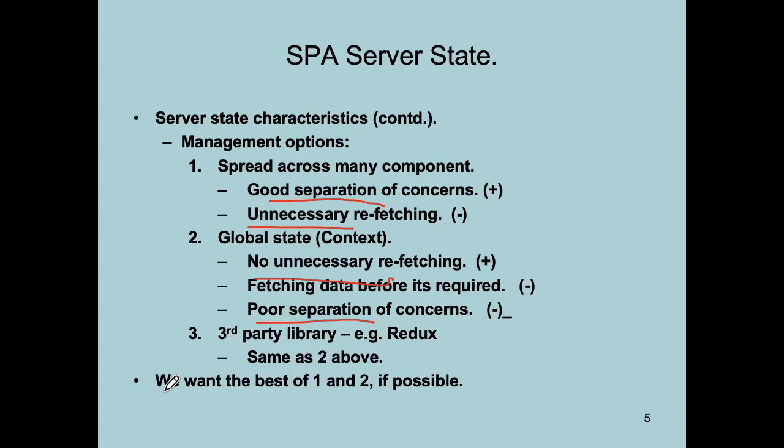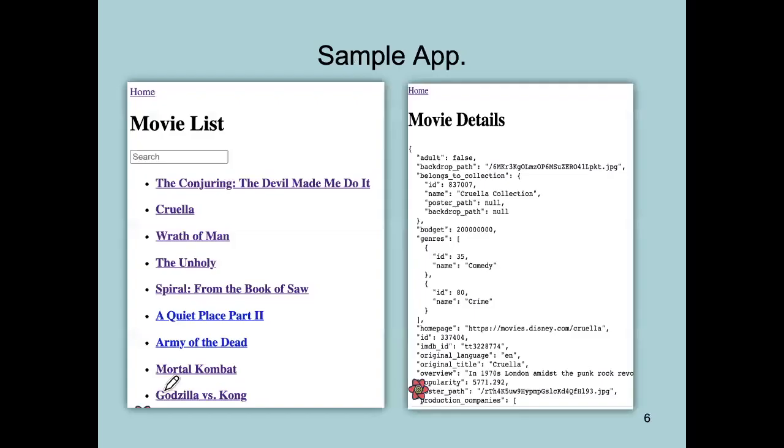So anyway, that's server state, and this is the focus of this lecture, really. Client state we've taken care of up to now. How do we avoid this unnecessary refetching of server state data every time a component remounts? Because we know the components will remount multiple times if you've got multiple pages that make up your app.